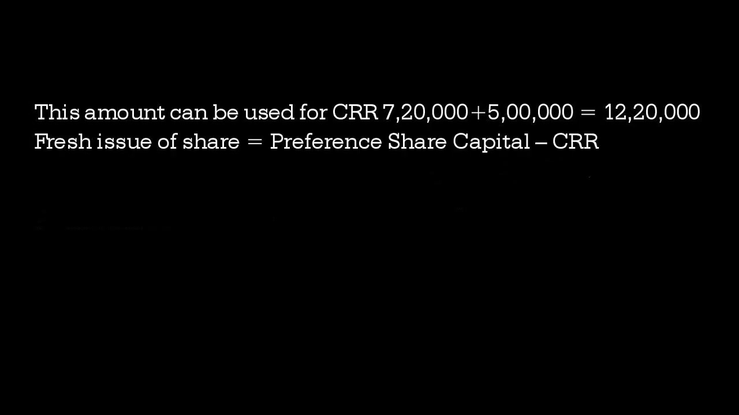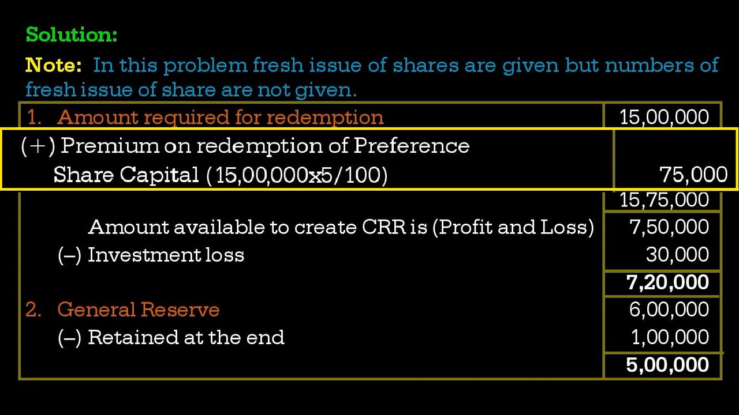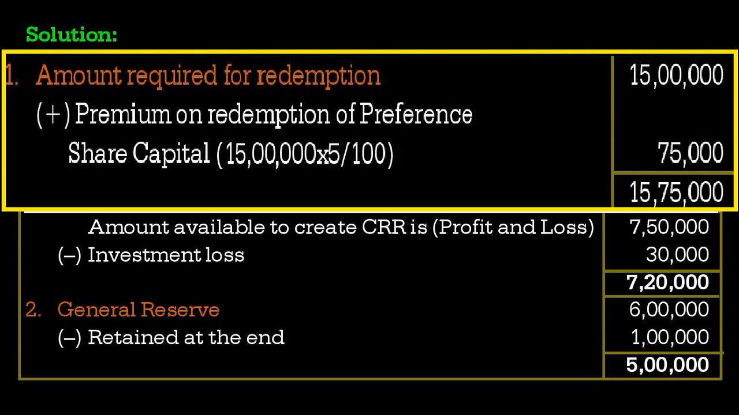So let us see how much we need by issue of new equity shares. So what is the amount required? 15 lakhs. Remember always the premium is not arranged with this. Premium we have to arrange from any share premium account or from any divisible profit. Here that 75,000 of premium which we are paying on redemption can be made available by share premium. In balance sheet we have share premium 3 lakhs. So from that we can sufficiently arrange for this 75,000 of premium.